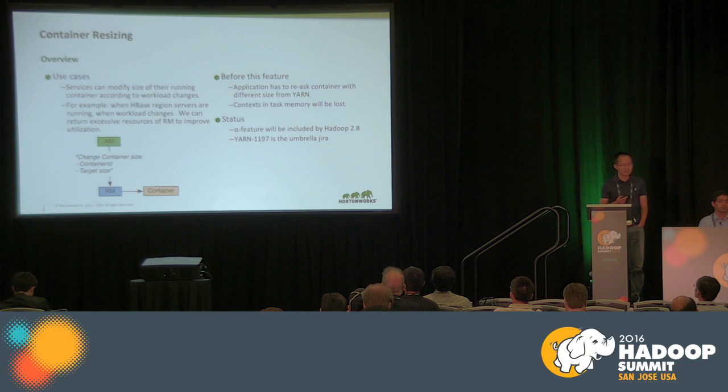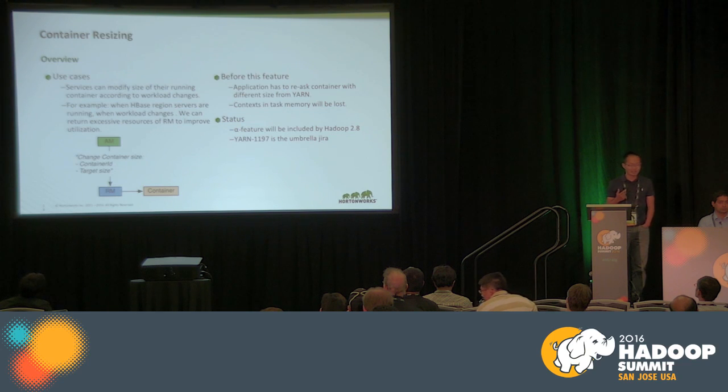The sequence will be: the application master tells the resource manager to change the container size. It will give the container ID and also the target size. The resource manager will handle this request internally and change the resource, and then work with the application master and node manager to update the container.